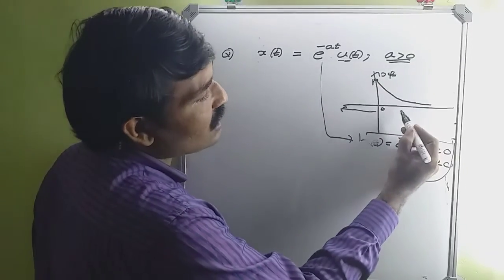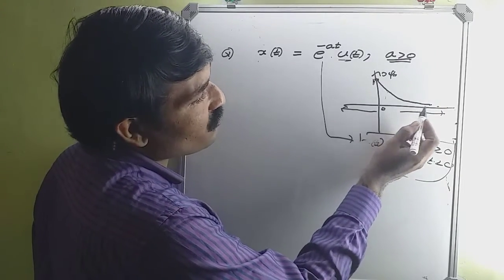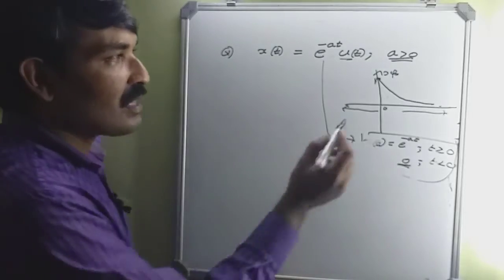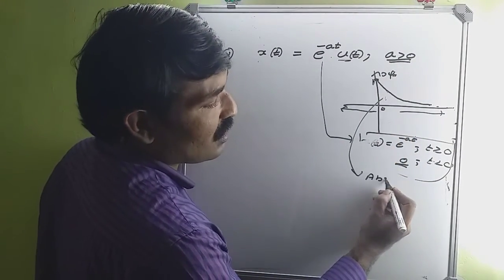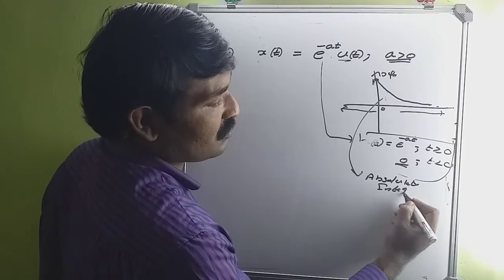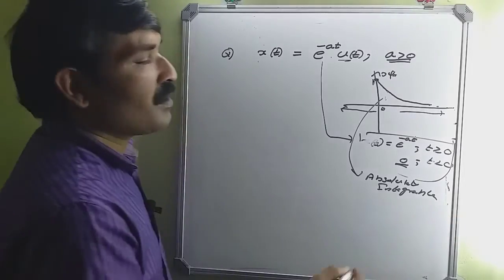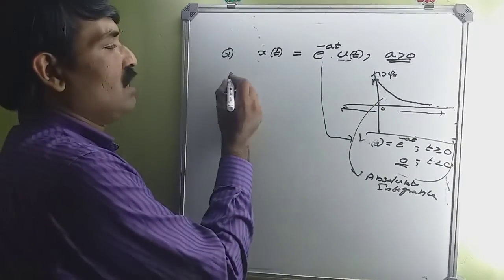As t tends to infinity, the value of the signal is equal to 0. So this integration will get a finite value. That means the signal is absolutely integrable. Alright. Now let us check the energy and the power associated with the signal.